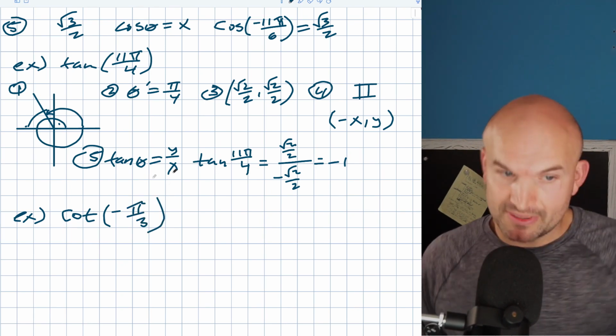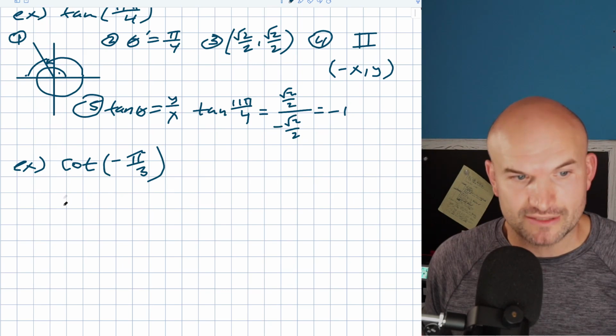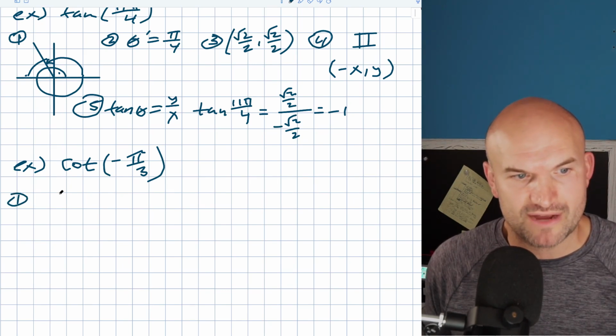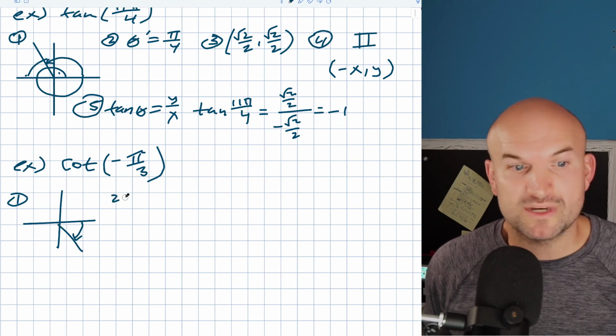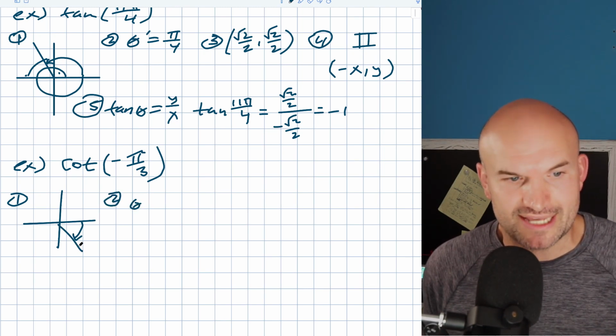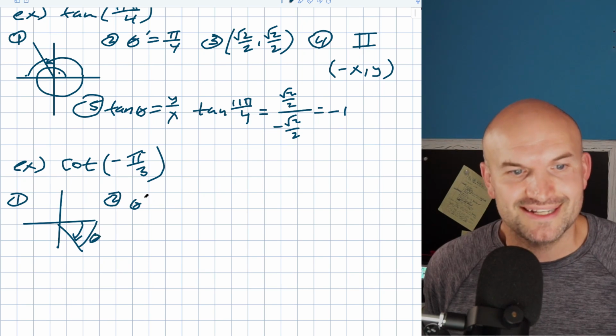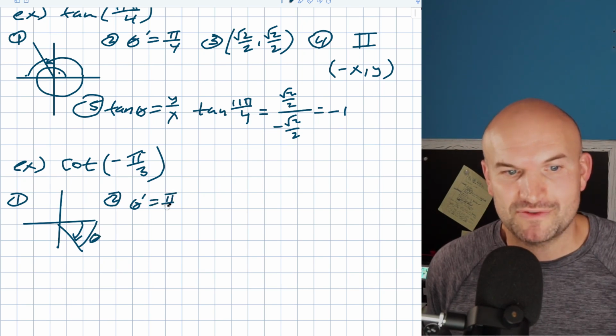Okay. Now, a couple things that students need to understand is, again, graph the angle. So step number 1, let's graph it. Negative pi over 3 is going to be right there. Step number 2, what is the reference angle? The reference angle is going to be, again, this distance here back. So the reference angle is just going to be pi over 3.